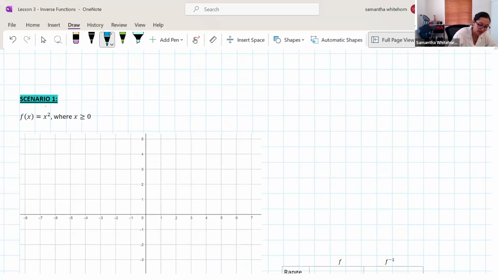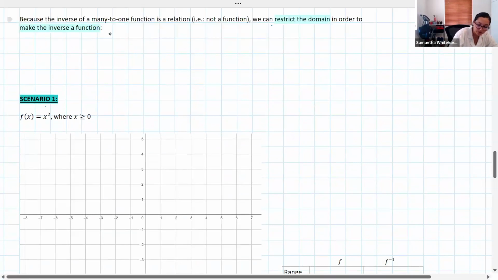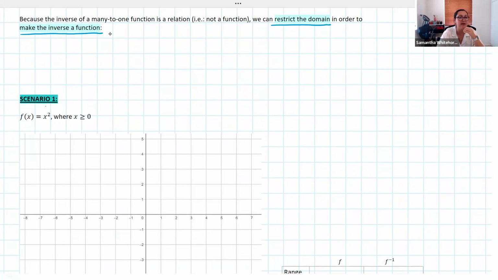So you can see it here. If we want to make the inverse a function, we will restrict the domain. Now there's two ways we can restrict the domain. We're going to have a look at both scenarios now. But in order for my inverse to be a function of a parabola, I restrict the domain of my original graph. Just remember, your domain refers to your x values. So we're going to restrict those arms of your parabola in order to create an inverse that is actually a function.